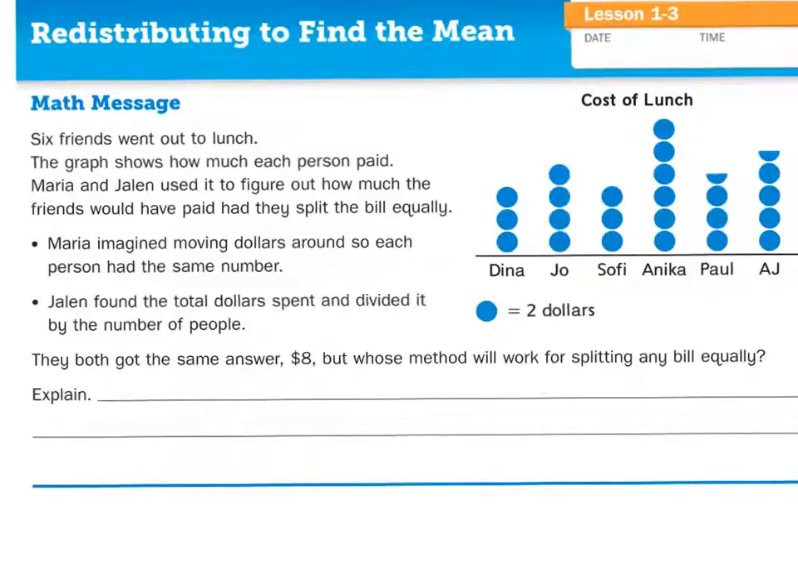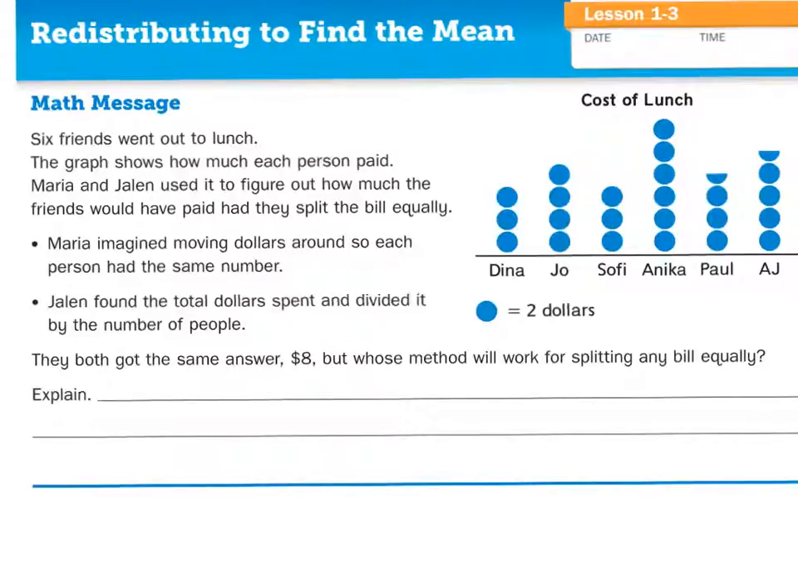Maria and Jalen used it to figure out how much the friends would have paid if they split the bill equally. Maria imagined moving dollars around so that each person had the same number. Jalen found the total number of dollars spent and divided it by the number of people. They both got the same answer, $8, but whose method will work for splitting any bill equally?